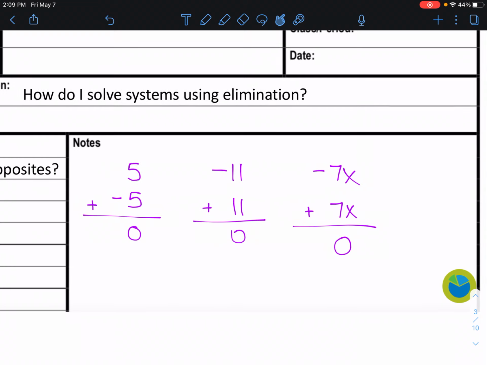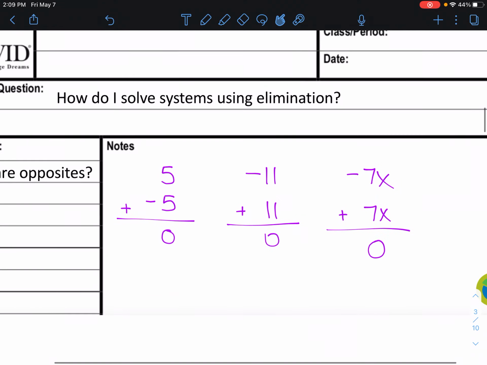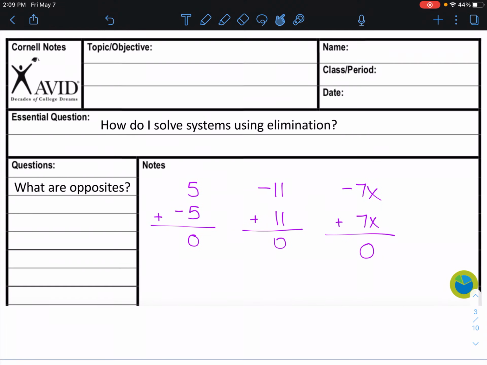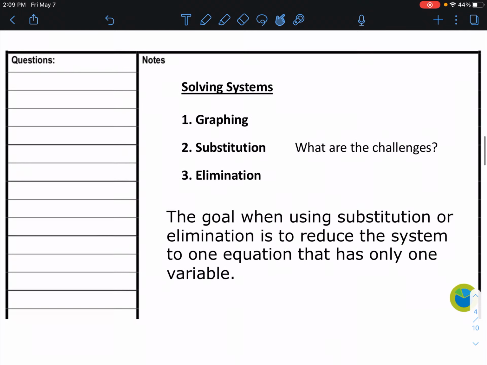So these are called additive inverses, but also just opposites is how we can think of them. So this is also when we add something together and they end up equaling 0, we're really canceling them out or eliminating them. And that's where this elimination concept comes in.